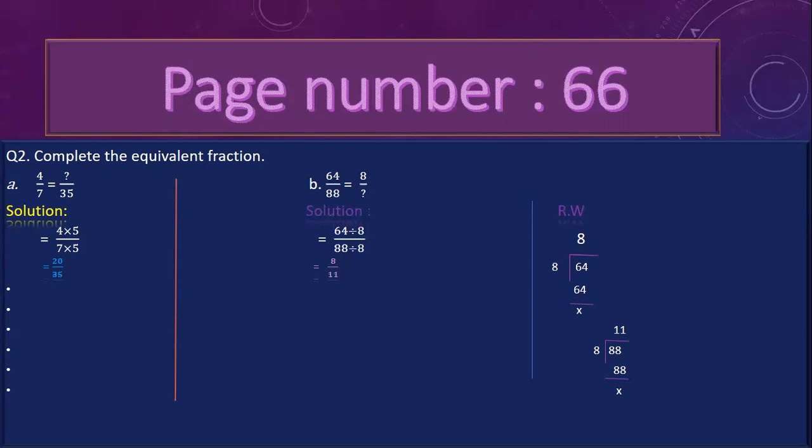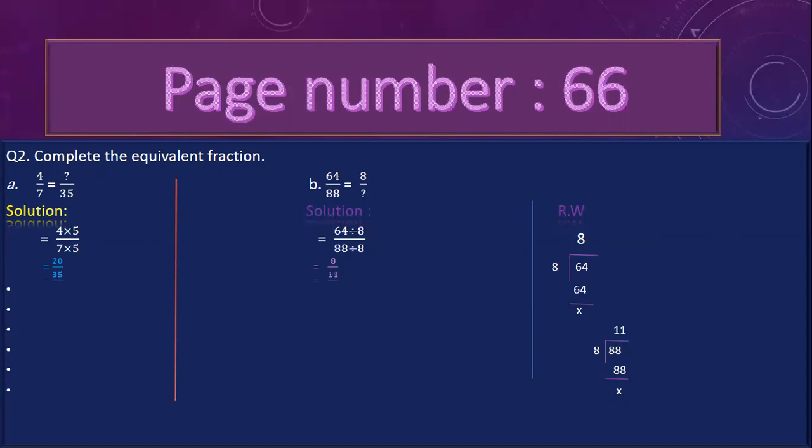And the same, we divide 88 with 8, because you know that when we convert any fraction into the lowest term, what did we do? We divide both the numerator and the denominator with the same number, that we have done in question 1. So the same procedure we will repeat over here.